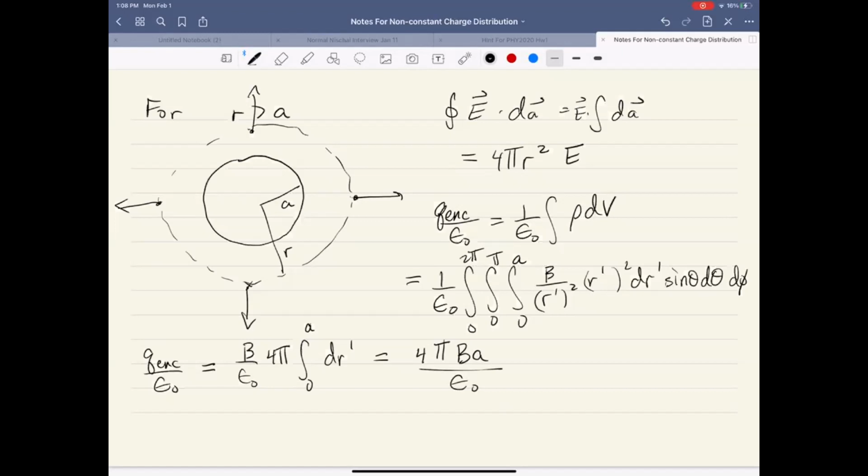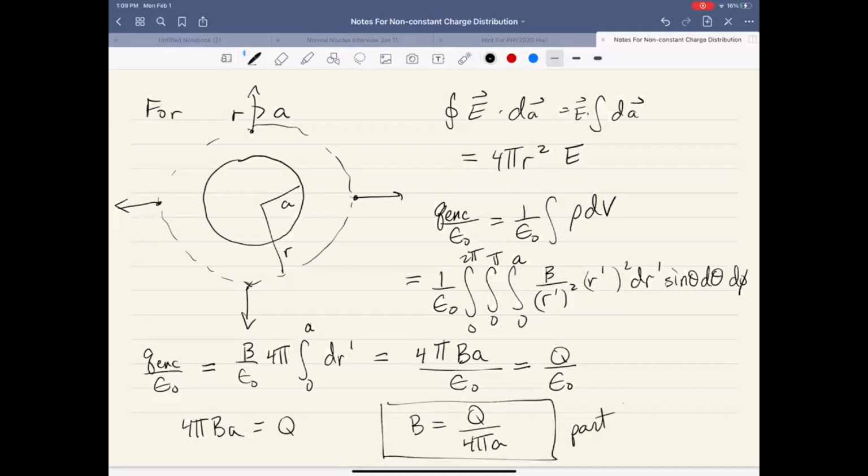Now, I've actually accidentally solved part B here. I don't know if you remember, but part B said, if the total charge enclosed is big Q, then find an expression for B. Well, if I'm enclosing all my charge and all my charge is Q, then Q enclosed over epsilon naught is big Q over epsilon naught, isn't it? So that means that 4 pi BA is equal to big Q, and then B is equal to big Q over 4 pi A. So this is my part B answer. I kind of got it along the way.